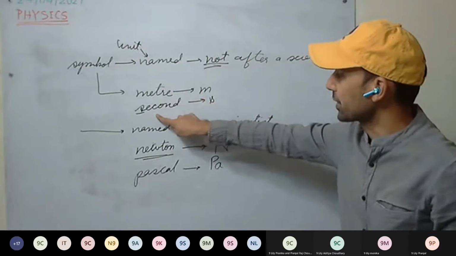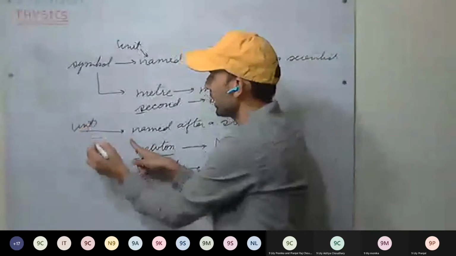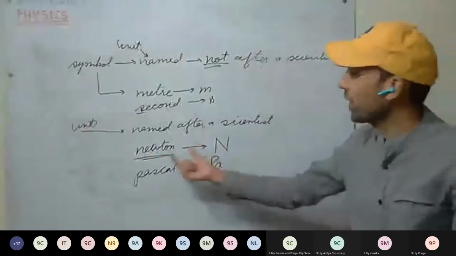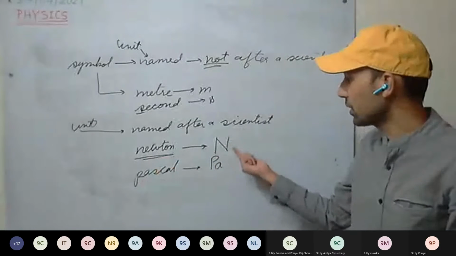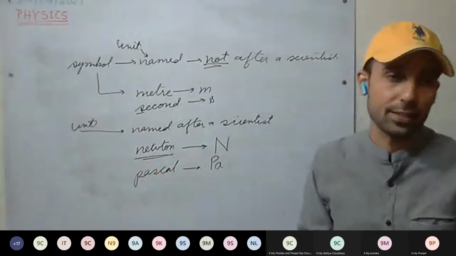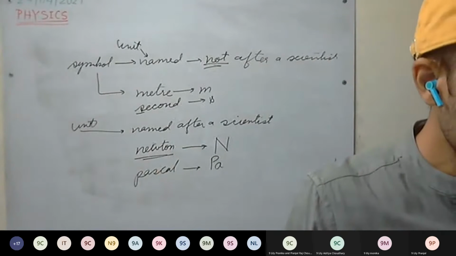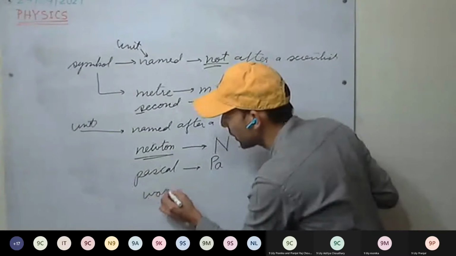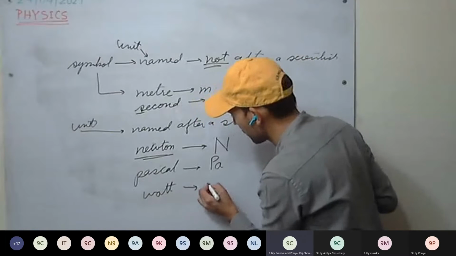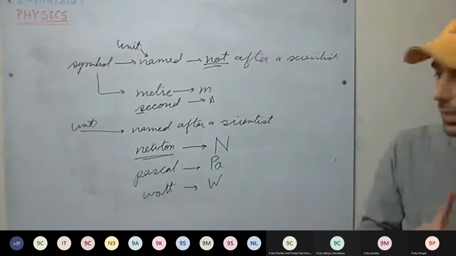we'll use small letters. If the unit is named after a scientist, if you are writing the full name, then small letters. But the symbols will have the capital letter. The initial will be the capital letter, like J for joule, W for watt. Watt is a unit of power. Capital W. Okay. This is clear.